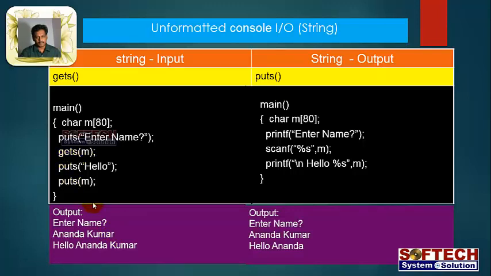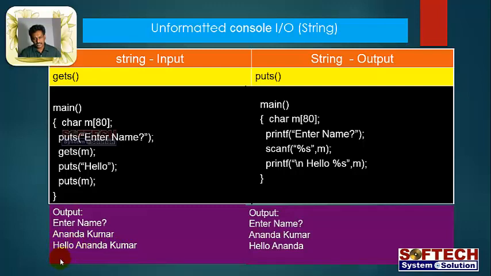Here gets m, we enter Ananda Kumar. Then puts hello, so it displays in a single line. The next line is puts display. So puts displays a string in a single line. This is a typo.